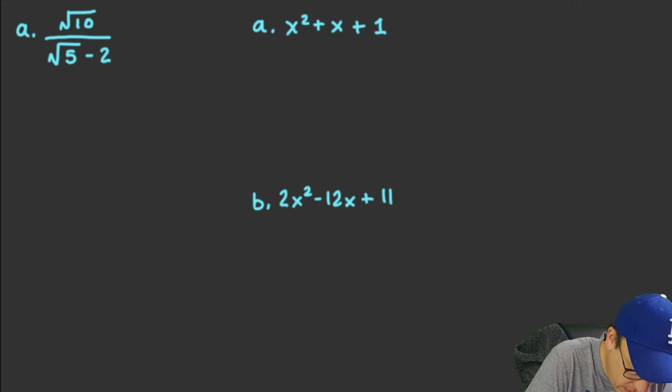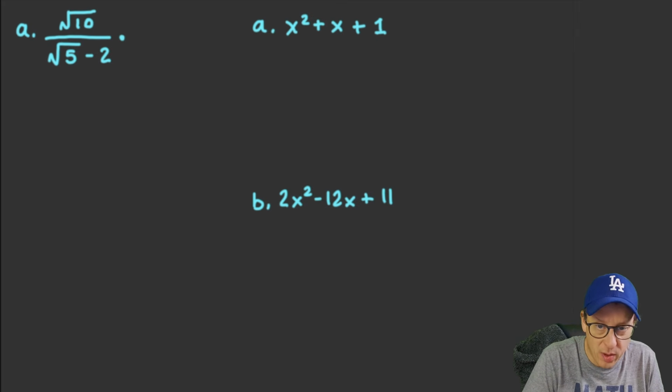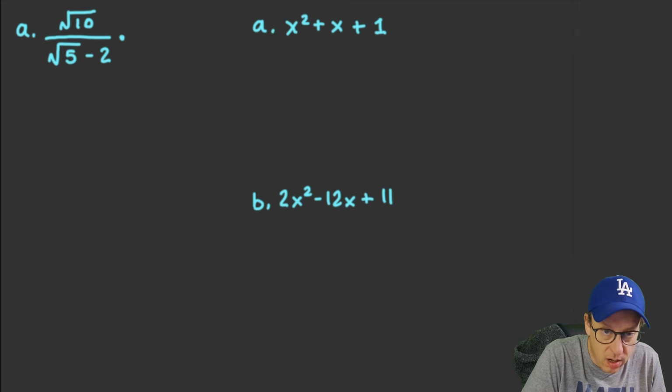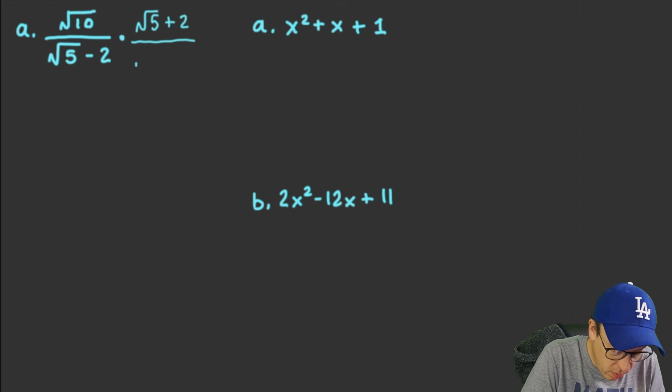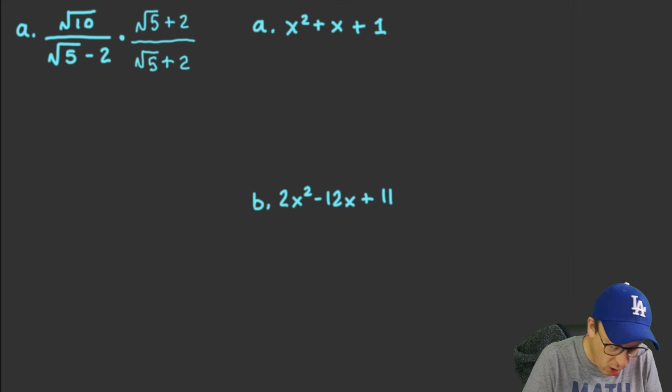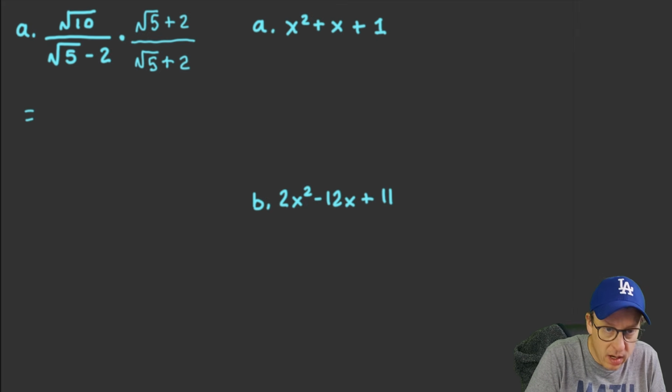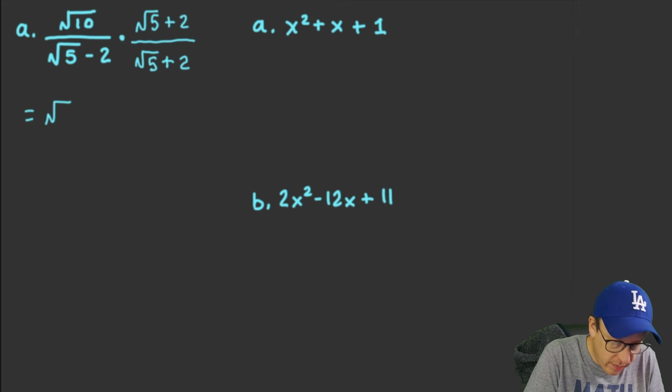times. Take this right here. This is what we call the conjugate. So square root of 5 plus 2 over square root of 5 plus 2. Oops, plus 2. So it's basically just multiplying times 1. Well, if you do that, you're going to get square root of 10 and square root of 5 plus 2.